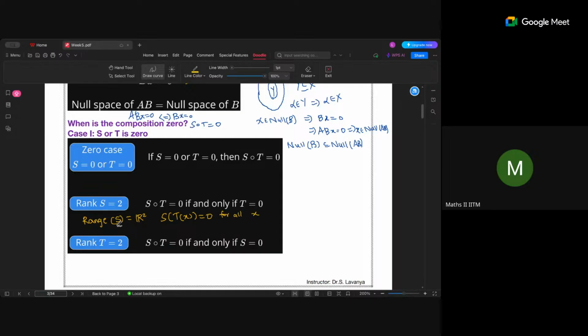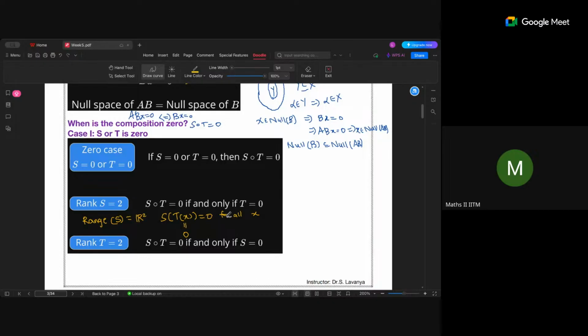Okay, but range of S is R2. So this means what? Your T must be 0. Your T of x should be 0 for all x. Otherwise, this cannot happen because the range of S is R2. So here, for non-zero values, it should go to non-zero vectors. So this has only one option, that T is 0.